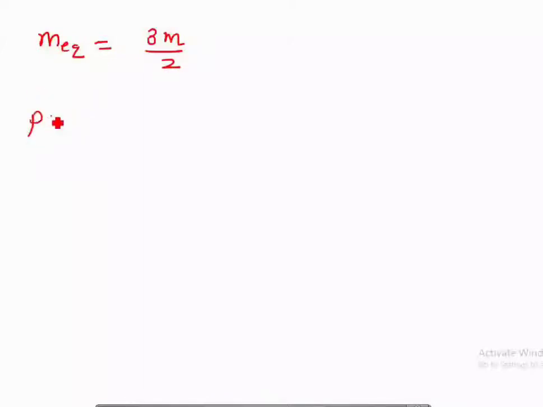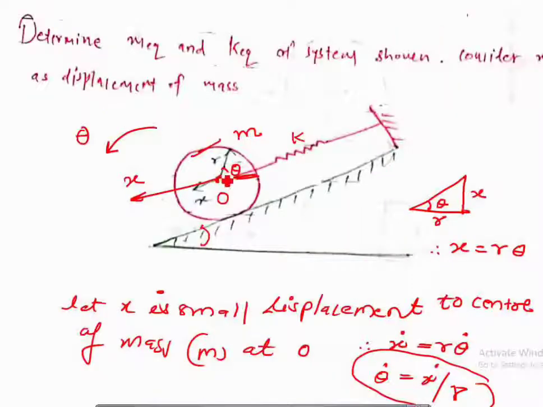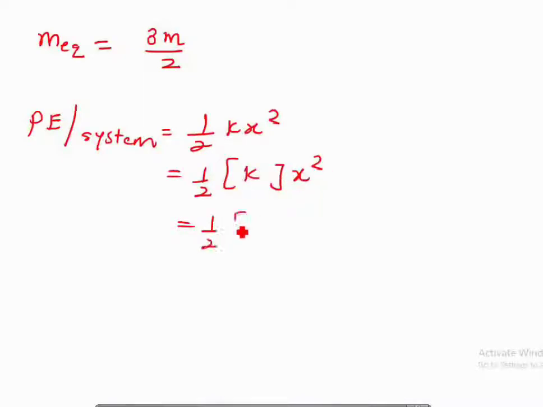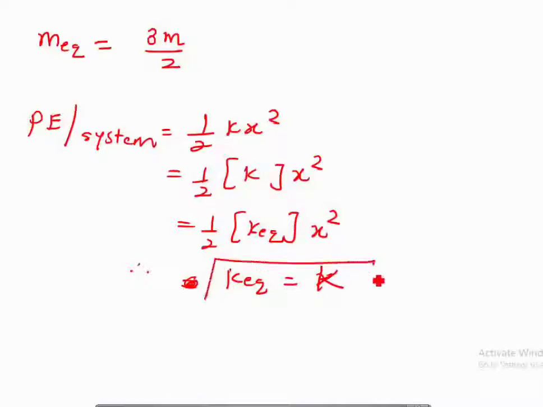Now I will find out the potential energy. There is only one spring which is attached. Where is the spring attached? The spring is attached at the center, so the displacement of the spring will also be x. So let's find the potential energy, which is nothing but the strain energy. So 1 half k into x squared, that is equal to 1 half k equivalent into x squared. So therefore, k equivalent is equal to k. Okay, so these are the two parameters they have asked me to find out.